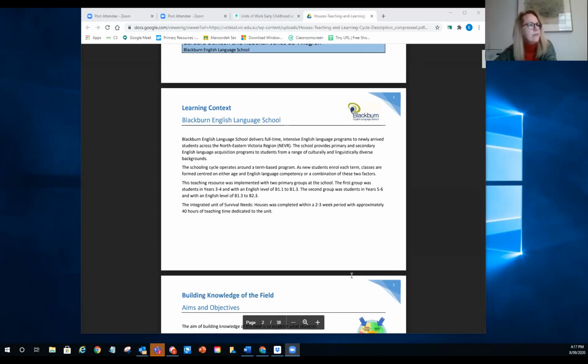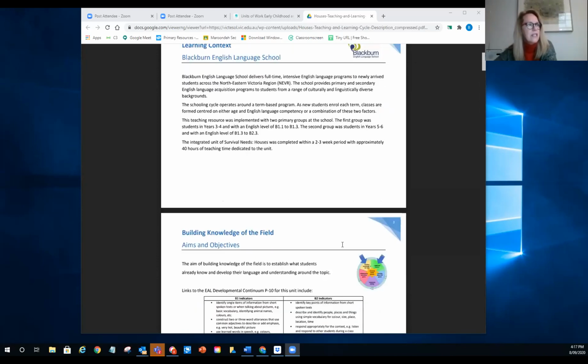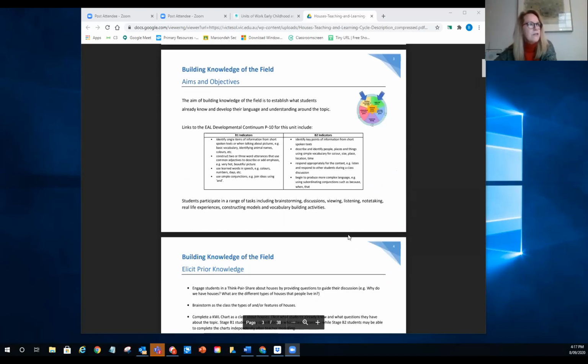Okay, so we chose the unit houses to build this unit around the teaching and learning cycle. Building knowledge of the field is basically where we introduce the students to the language and the understandings around the topic. They participate in lots of different activities, lots of brainstorming, lots of discussions, lots of viewing, and with new arrivals, lots of visuals as well. We try as much as possible to give them real life experiences, and with houses it's obvious we all live in a house, so that's a good place to start with some background knowledge.